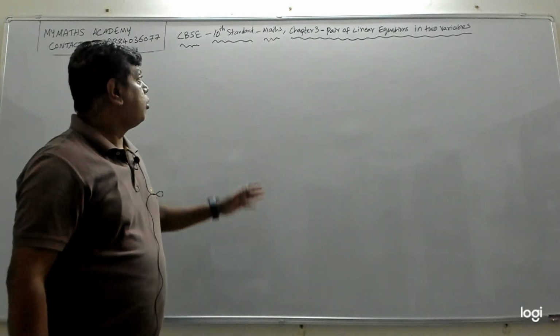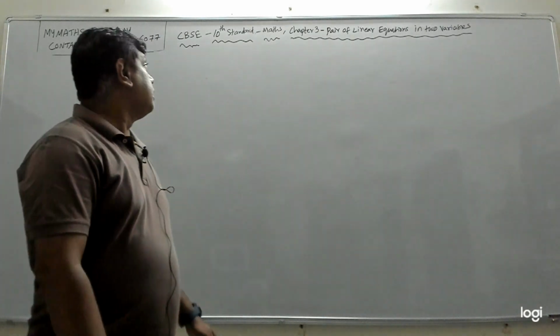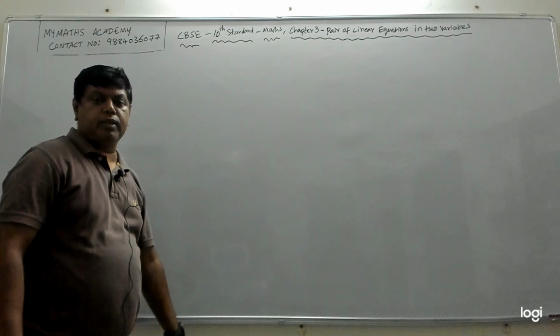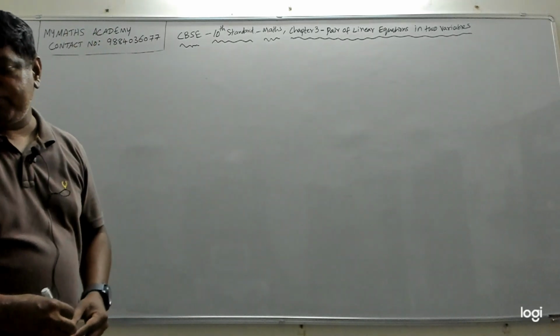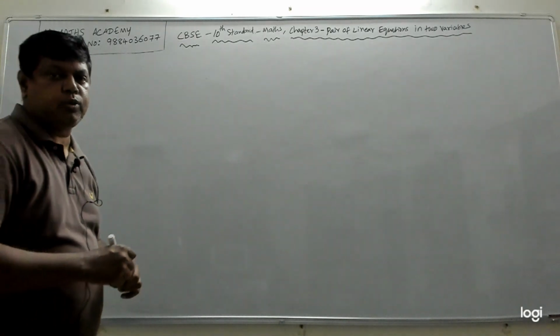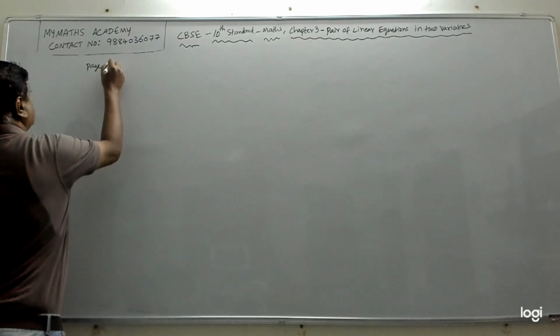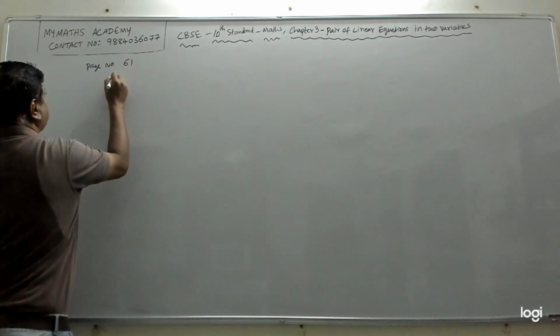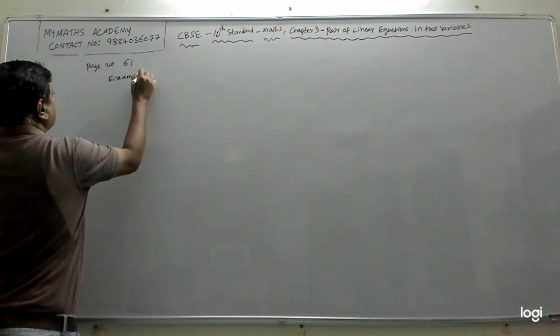In this video, we'll continue with the pair of linear equations in two variables chapter for 10th standard CBSE mathematics. We'll continue on example 15 on page number 61 in your textbook.